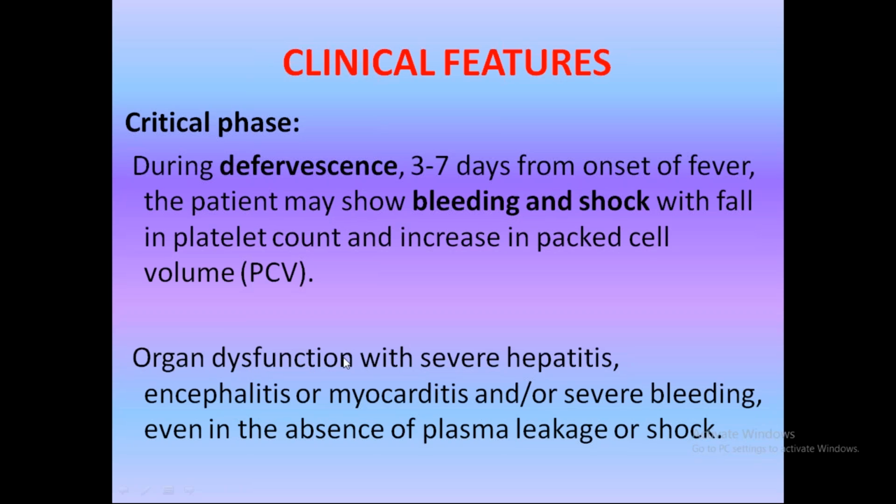And other organ dysfunctions will also be observed in this critical phase, like severe hepatitis, which is the liver, and encephalitis, which is the brain. The heart may manifest with myocarditis, like tachycardia, and later they may go into cardiogenic shock. And severe bleeding manifestation will be there with plasma leakage and shock. So this is the critical phase. Here we have to admit the child in the emergency room, pediatric ICU, and take care of the shock and bleeding, and multi-organ failure also. Any organ can be affected.